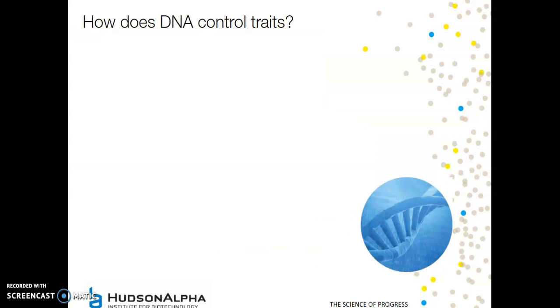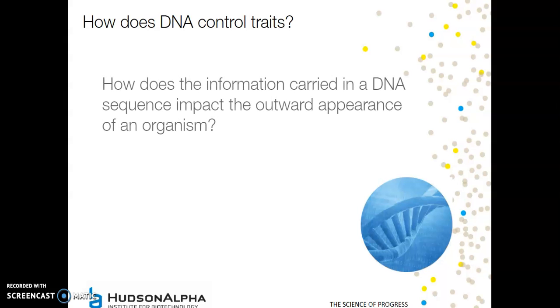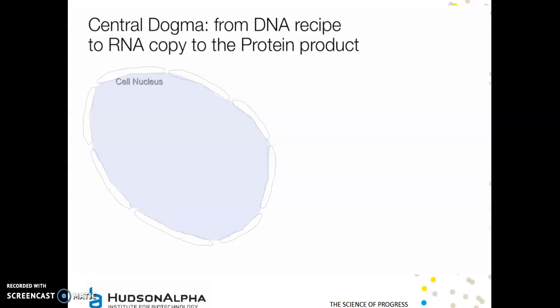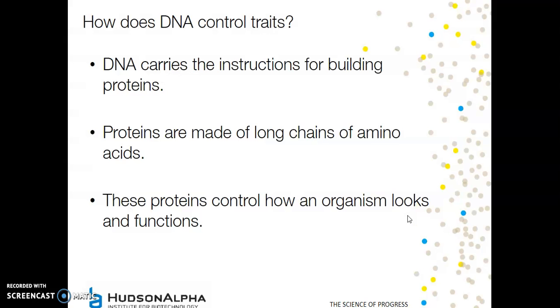Okay, so how does DNA control our traits? How does the information carried in a DNA sequence impact the outward appearance of an organism? Well, if we think back to the central dogma, from the DNA recipe to the RNA copy to the protein product, we know that DNA is in the nucleus of the cell and that the DNA gets copied onto a piece of messenger RNA. The messenger RNA leaves the nucleus and goes out into the cytoplasm where it finds the ribosomes, and the ribosomes are where the proteins are made.